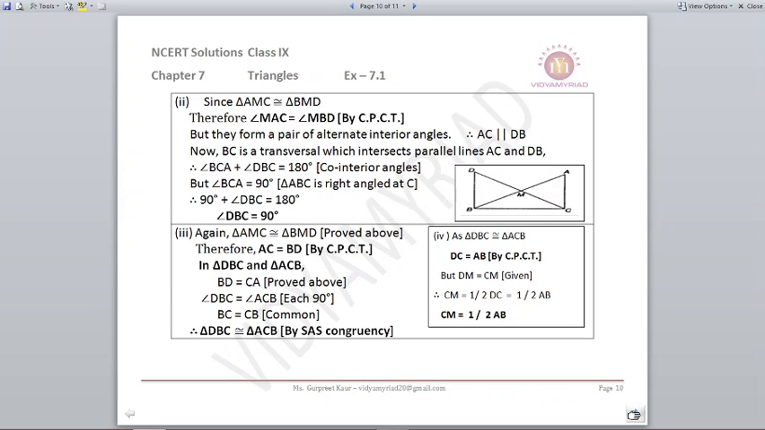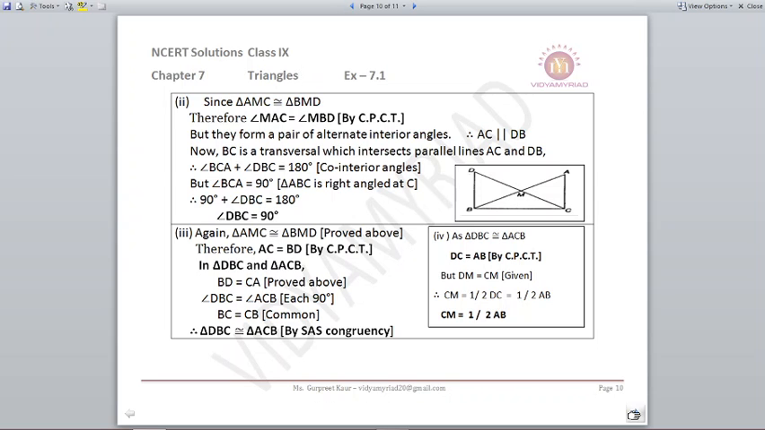When lines are parallel and we can take BC as a transversal, we know that angles formed on the same side of the transversal, they form co-interior angles, which means their sum will be equal to 180 degrees. So we can write it as angle DBC plus angle ACB is equal to 180 degrees. One angle is already 90 degrees, that is angle C. Therefore, angle B or angle DBC will also be equal to 90 degrees.